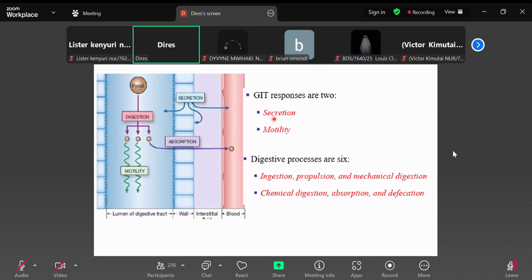All right. Now, what are these processes that you find in the GIT? So basically, there are six processes in the GIT. One, ingestion, propulsion, digestion. Digestion is of two types, mechanical and chemical. After the important substances are absorbed, unimportant ones are defecated, eliminated. So let me briefly tell you about these processes one by one.